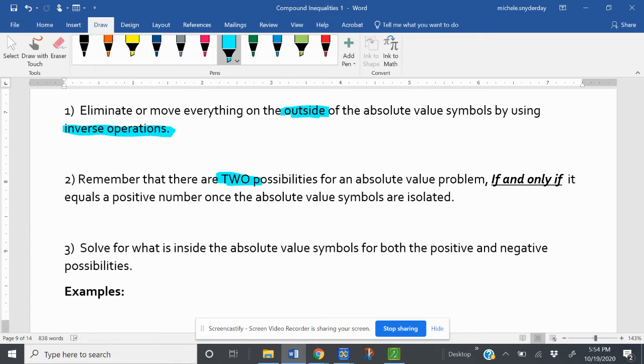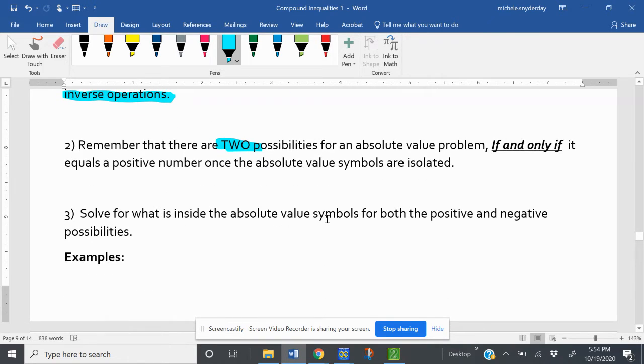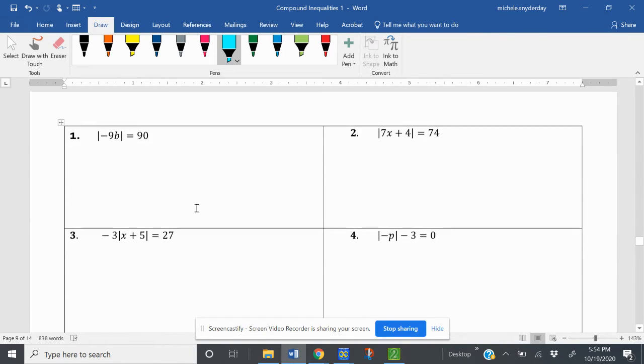If you do some math and try to isolate your absolute value symbols and your result equals a negative number, then you're done. There's no solution for that. Solve what is inside the absolute value symbols for both the positive and negative possibilities. And here are some examples.